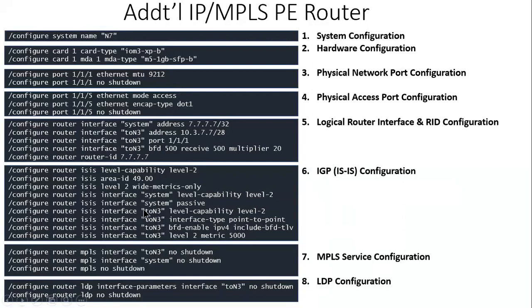And we're going to add the logical router interface 2 and 3. We're going to make it a level 2 circuit as well as point-to-point. We're going to enable BFD across it and assign it the metric of 5,000. And for our MPLS service, we're going to add the network interface and system interface to MPLS. And for LDP, we're going to add the network interface. And we're also going to make the protocol LDP operational and the service MPLS operational as well with the no shutdown commands.